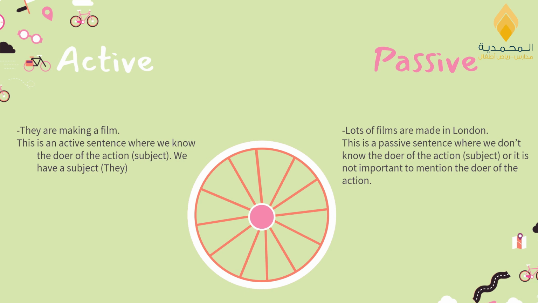Whereas in passive sentences, I have this example: Lots of films are made in London. This is a passive sentence where we don't have a subject. Maybe because we don't know the subject, or it is not important to mention the doer of the action or the subject. We are concentrating on the action, on the verb rather than on the subject. So this is the difference between active and passive sentences. In active sentences, we have a subject. In passive sentences, there is no subject in the sentence.